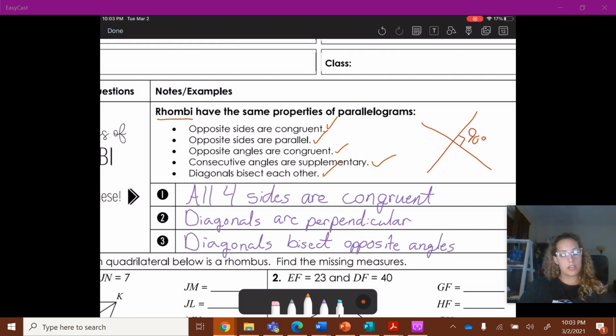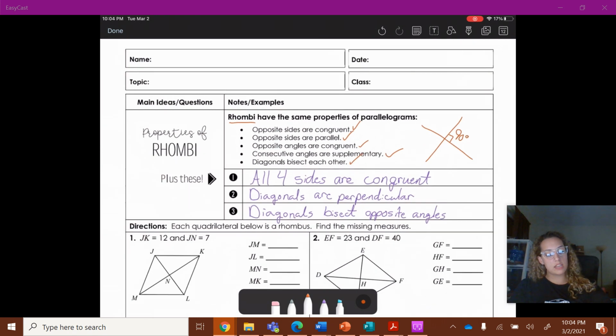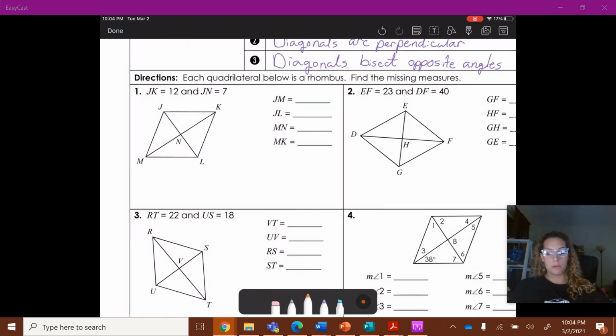And number three, diagonals also bisect opposite angles. Bisect means cut in half, so the diagonals cut each angle in half. Okay, so we're going to see that up. I'm just going to start with number one and see how far we get. I've got a couple that I do want to talk about, but we can just start with number one.